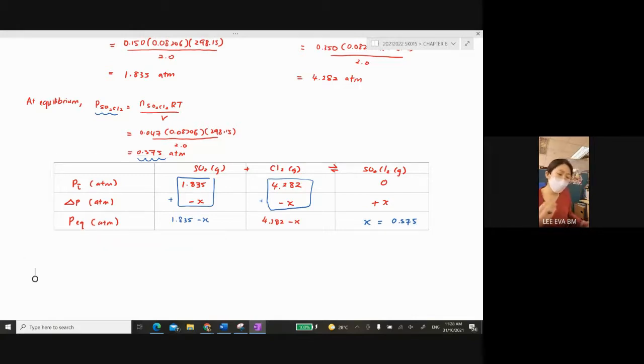Okay, untuk equilibrium pressure for your reactant. So maksudnya reaction ini belum habis. Kalau awak masih nampak values lagi, maksudnya dia masih ada reaction lagi. Equilibrium bukan maksudnya tamat lah. Equilibrium, that means your reaction is still ongoing. The reaction doesn't stop. So 1.835 minus the value of X that you have found here will give you 1.26. Okay, that is the partial pressure of SO2 at equilibrium. Similar for Cl2, 4.282 minus X will give you the value 3.707 at equilibrium.